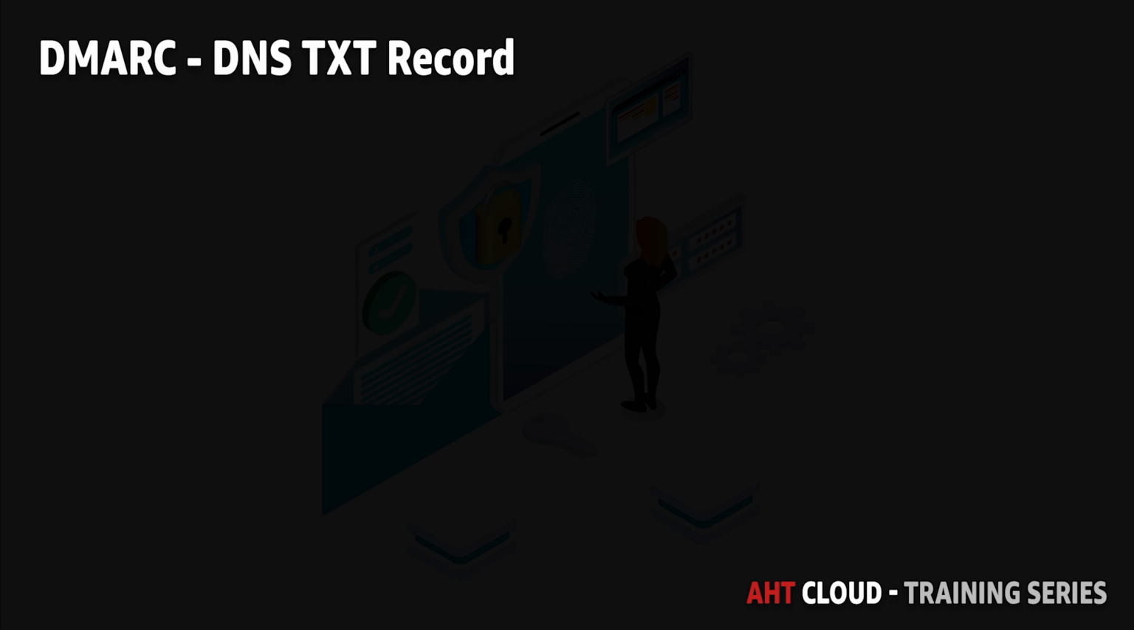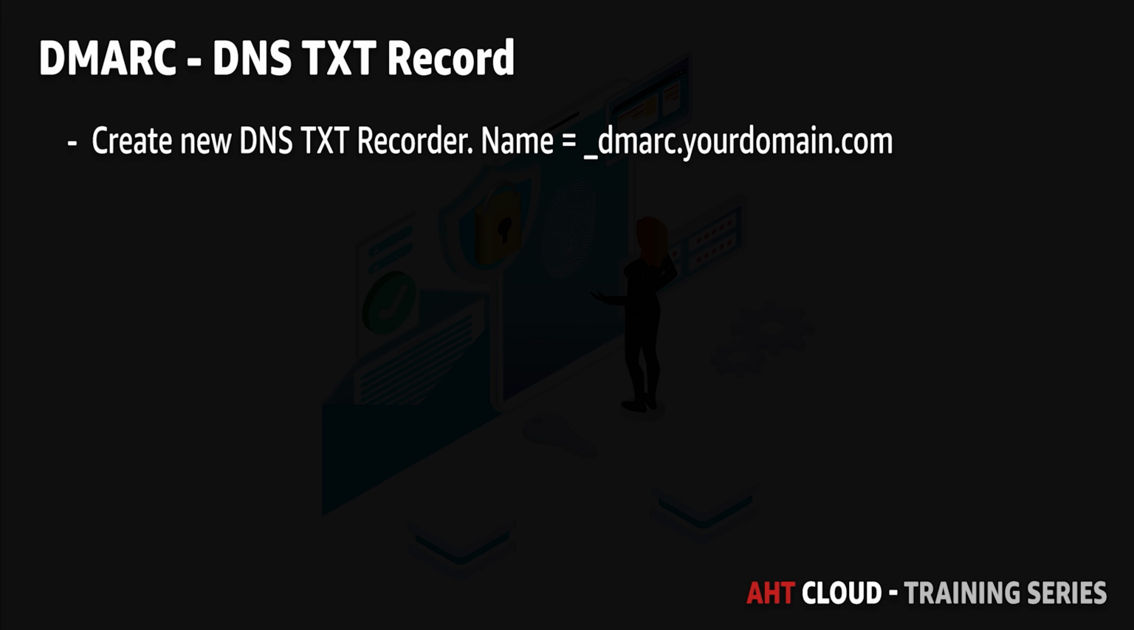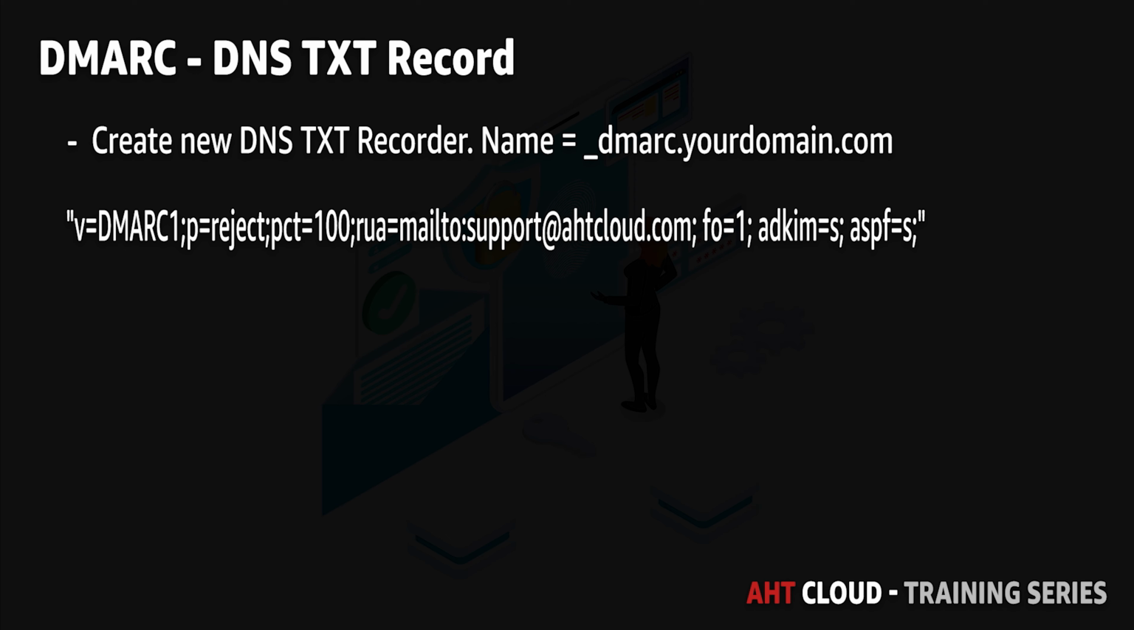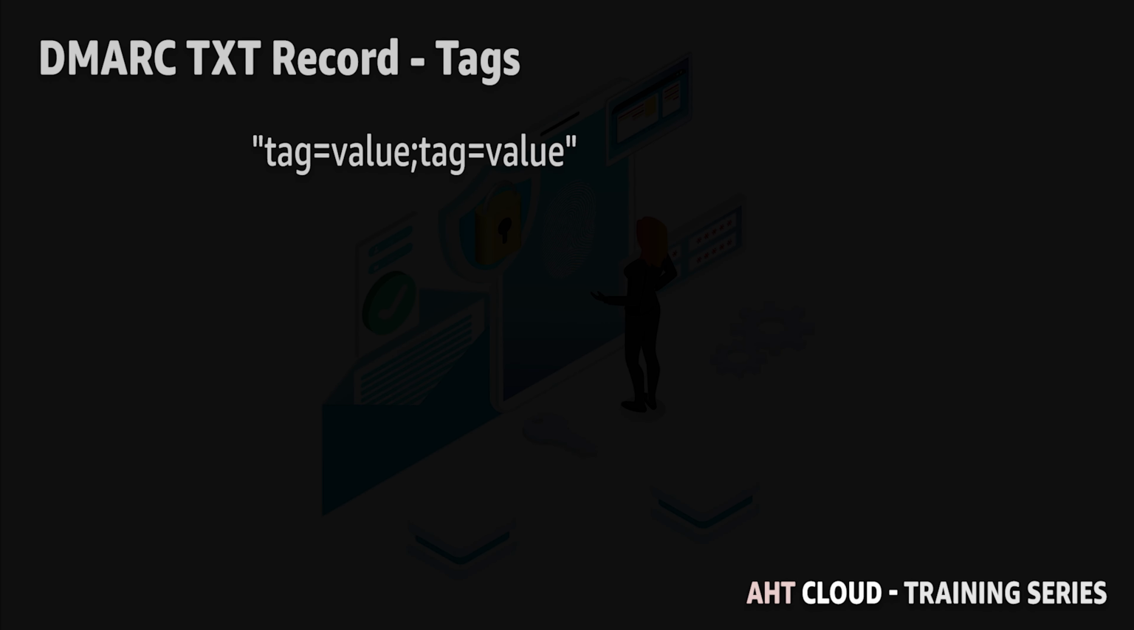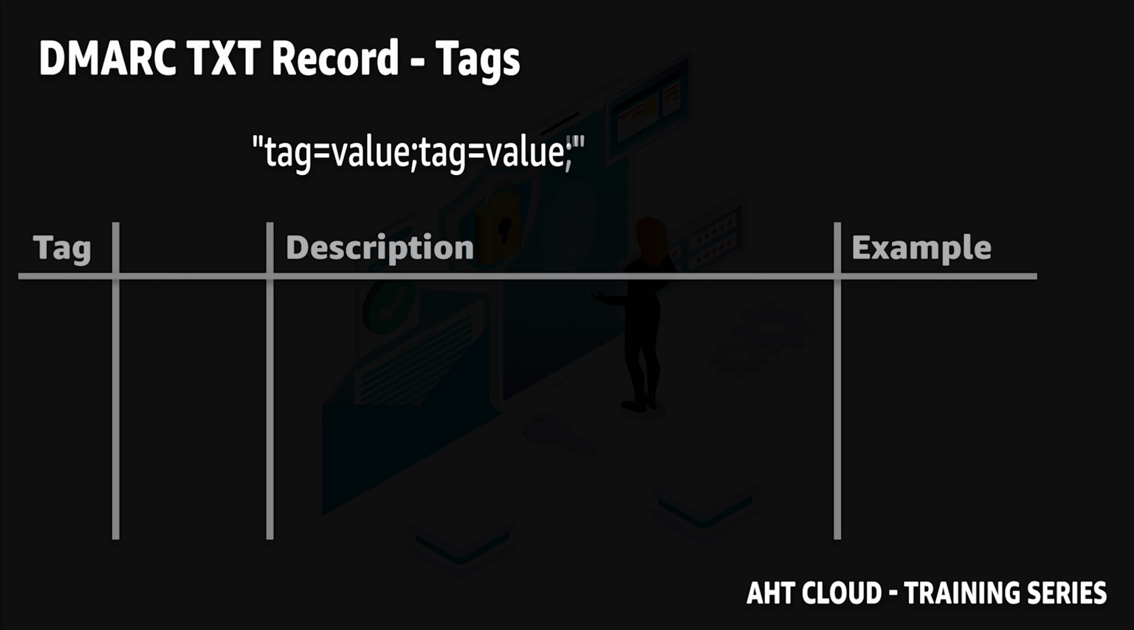You create a DMARC record by creating a text record for your domain named _DMARC. For example, this is what the value of a DMARC text record could look like. The syntax for a DMARC record is basically a combination of tags separated by semicolons. At the bare minimum, your DMARC record should look something like this.